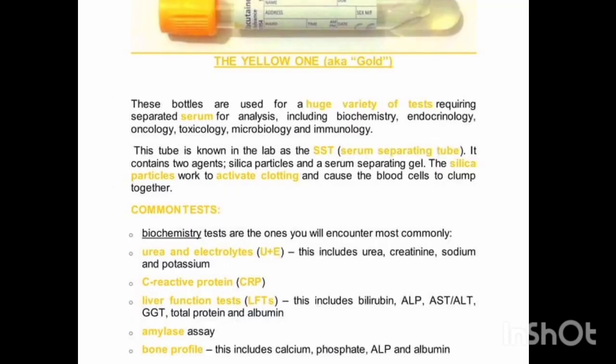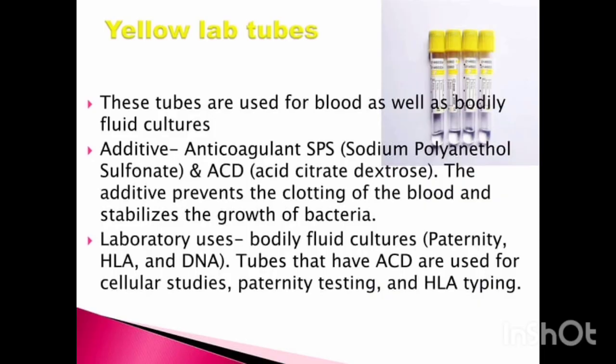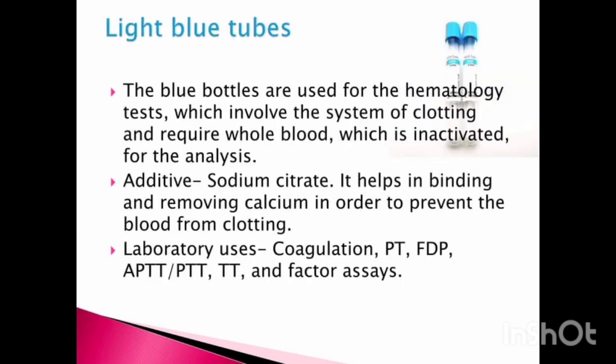Next is the yellow lab test tube. These are used for tests which require separated serum for analysis such as biochemistry, endocrinology, oncology, toxicology, microbiology and immunology. This contains an anticoagulant which separates the serum from the blood, and the anticoagulants present in this are SPS, sodium polyanethol sulfonate, and ACD, acid citrate dextrose, and it can also be used for body fluid cultures also.